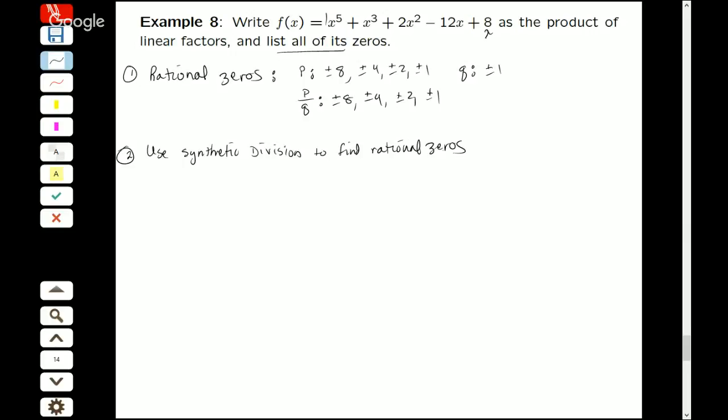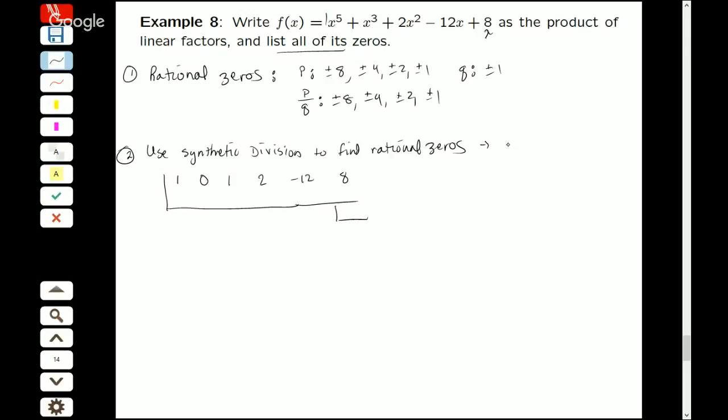So let's do that. And here, I'm going to show you a trick, but if I tell it to you right now, it won't make any difference. So let's go ahead and write this down. This is a 1. I don't have an x to the 4th term, so 0, then an x cubed, 2x squared, minus 12x, and then 8. So this would be where the remainder would go.